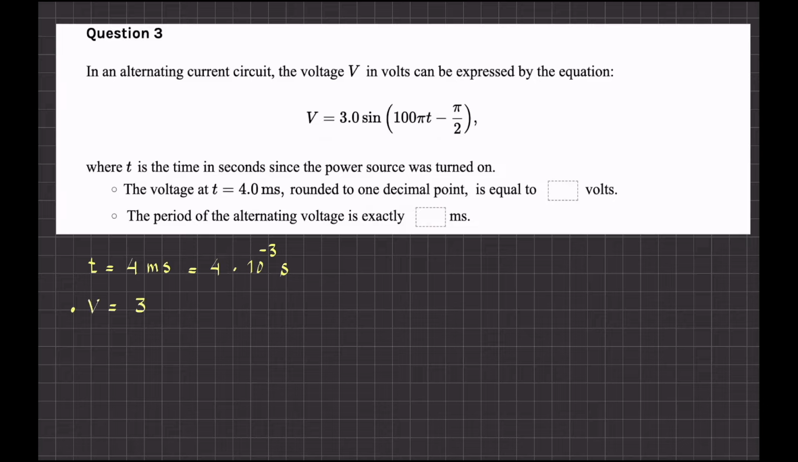Okay, so for the first part of the problem, I just need to put this number inside the formula. So 3 sine, I have 100 pi, and multiplied by time. Time is 4 times 10 to the power of minus 3 seconds, and then I have minus pi over 2. Okay, so the only thing that now I can do is to take this into the calculator and do the calculation.